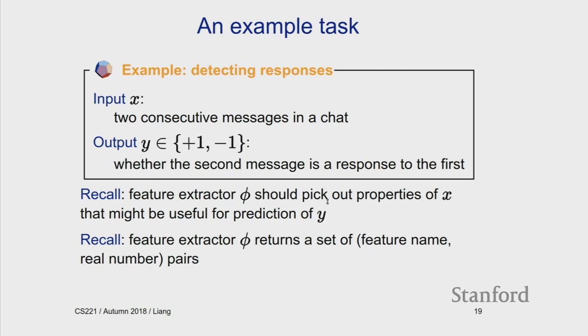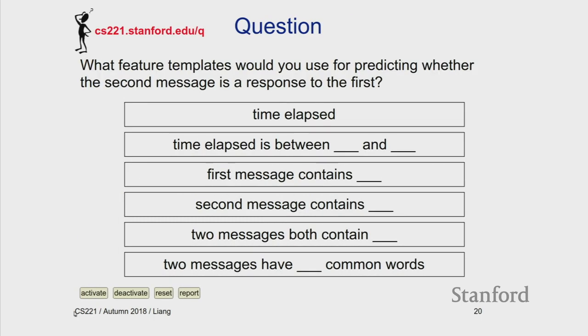So recall that the feature extractor should pick out properties of X, which might be useful for prediction, and we need to return a set of feature value pairs. Okay, so let me do this kind of exercise.